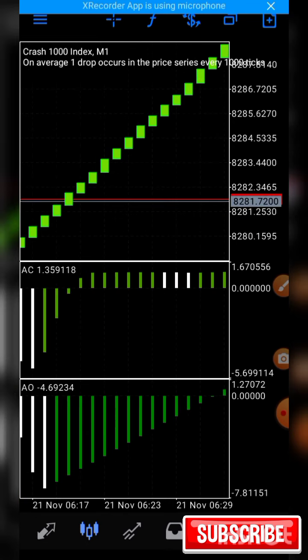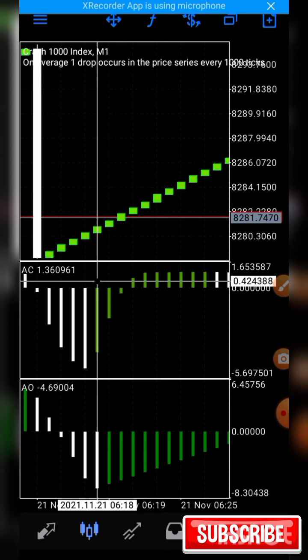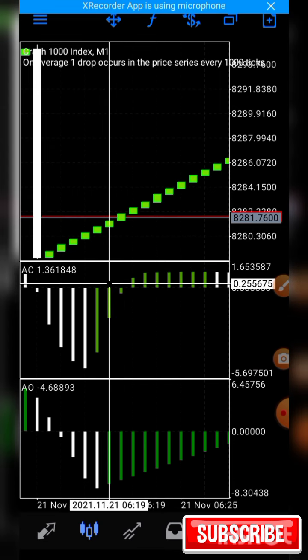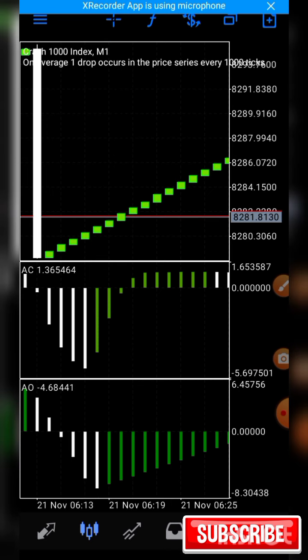I hope I'm communicating. This is another trade again. All the AC and the AO becoming green. You enter 1, 2, 1, 2, 3. You are out of the market. Now this is on, we are on 1 minute time frame.